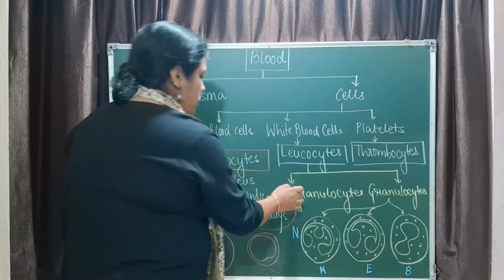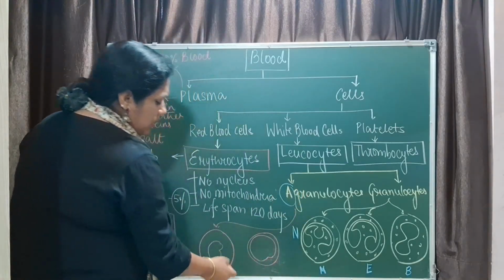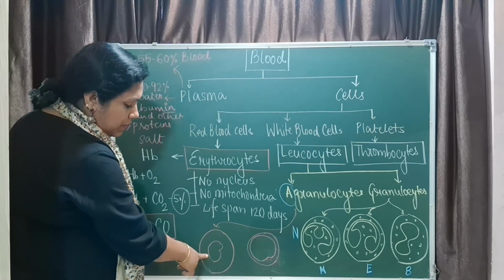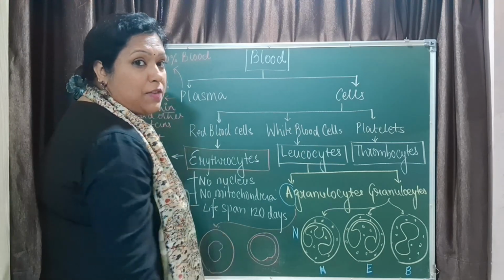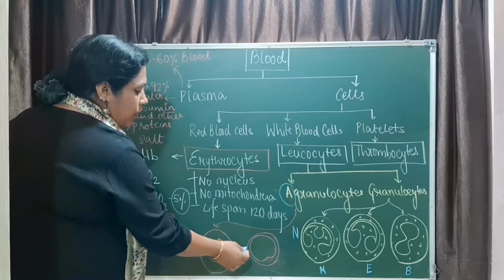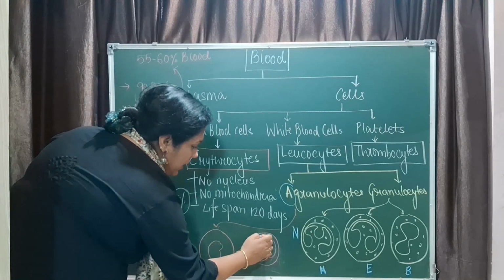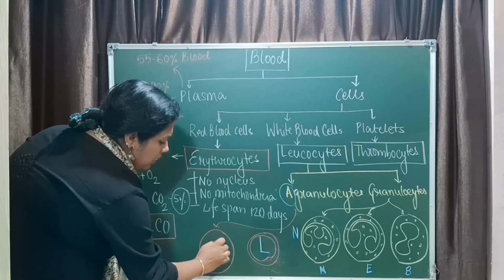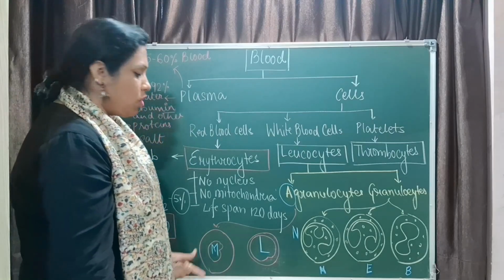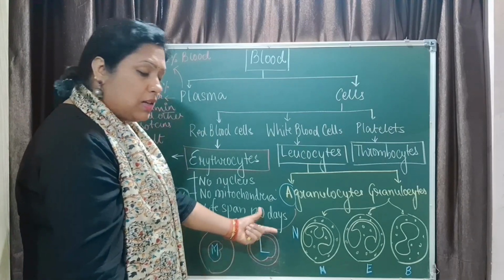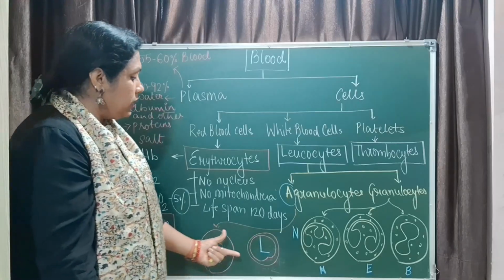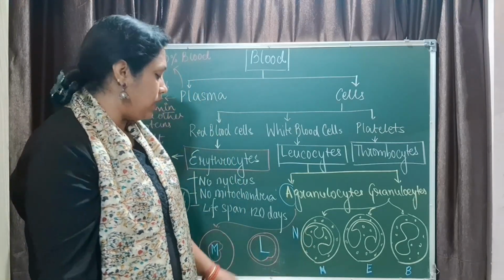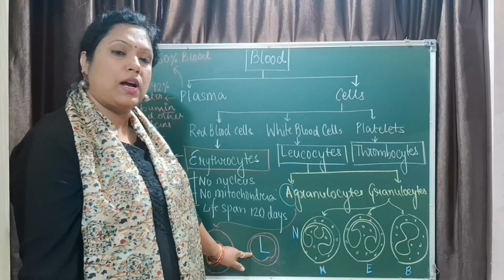The agranulocytes means the granules are absent. There are two types of cells, monocytes with a kidney shaped nucleus and lymphocytes with a large nucleus. How will you differentiate? Lymphocyte has the large nucleus and monocyte has the kidney shaped nucleus, which is very small. So, the largest WBC is the monocyte, but the WBC with the largest nucleus is the lymphocyte. L for lymphocyte, L for large nucleus.